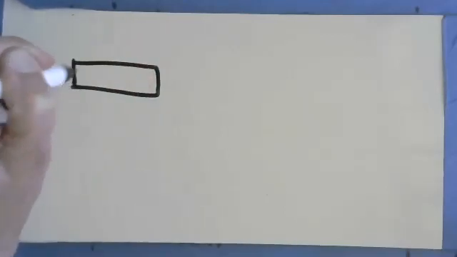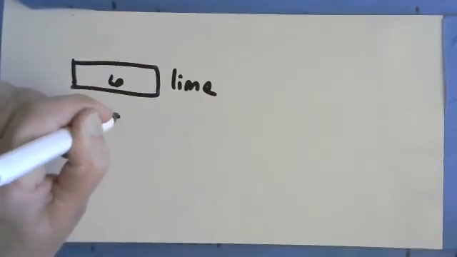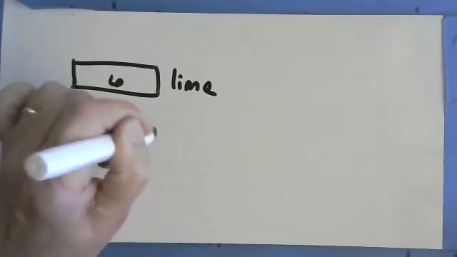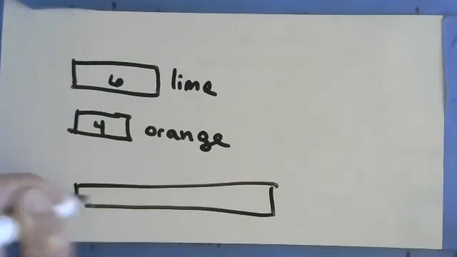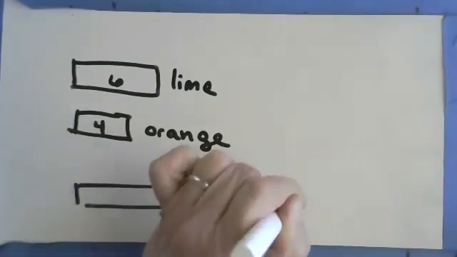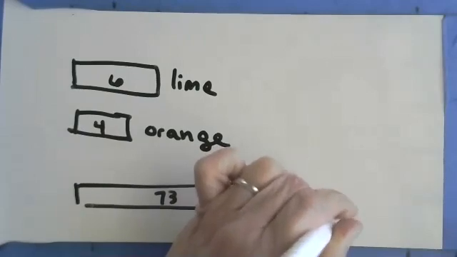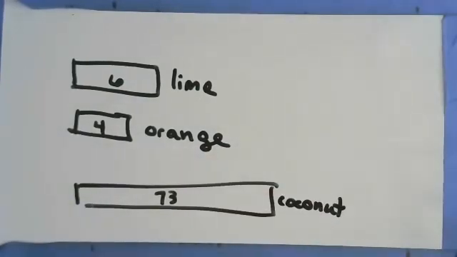So what I decide is, I'm going to draw these lines, and I'm going to say 6, there's lime, and 4, there's orange, and then I'm going to draw a long one, and I'm going to say 73, that's coconut. And the part I need to emphasize to you is we don't have to draw these so that they are correctly in relationship to each other.